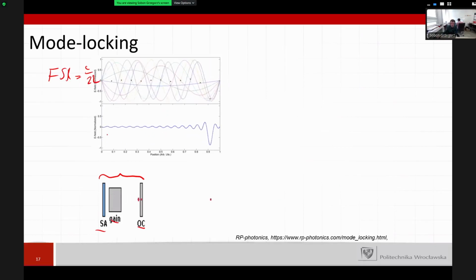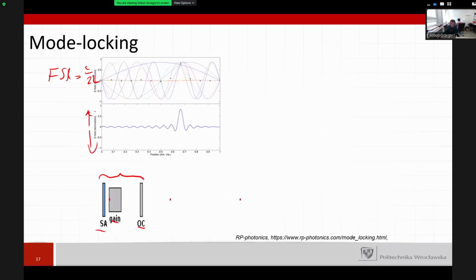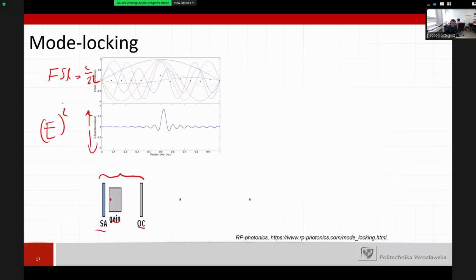So in this case, you can see just a negative or positive field because this is the electric field. So normally we see the intensity, which is the square of the electric field. So we will see only the positive part, but here this animation shows the electric field.